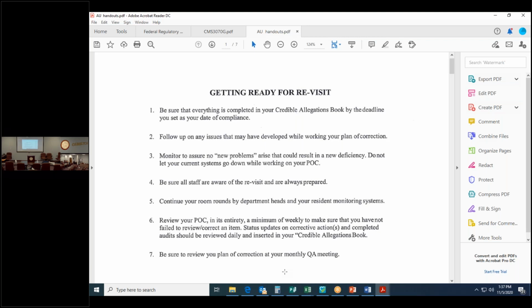60. No, 60 is the number of days that you can do the actual correction. Oh, sorry, 10 days. Yes, 10 days. So you have 10 days to write your plan of correction and get it sent back to the health department, but you have a maximum of 60 days to correct whatever deficient practice was on your survey.